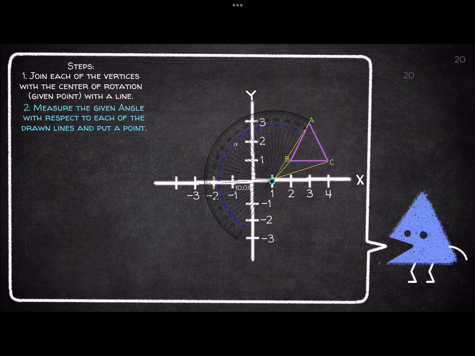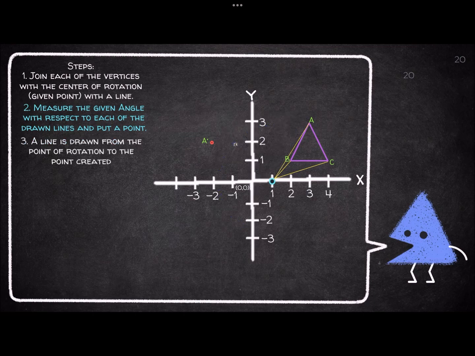For instance, we have the line A and we put the protractor on the line. We measure the angle that we are given, in this case 90 degrees. Then we put a point and we are going to name that point A prime. After that, we need to draw a line from the point of rotation to the point created, shown in the presentation.